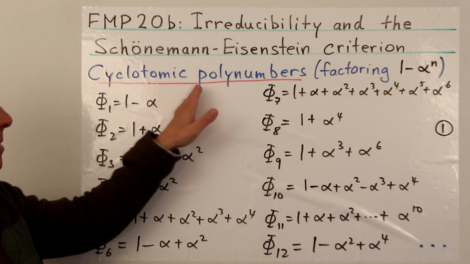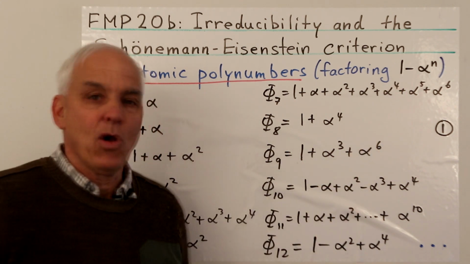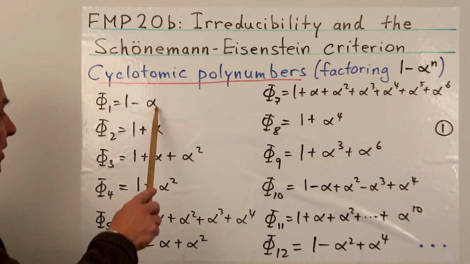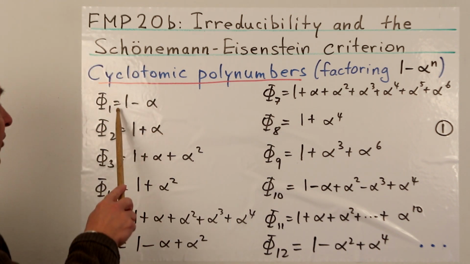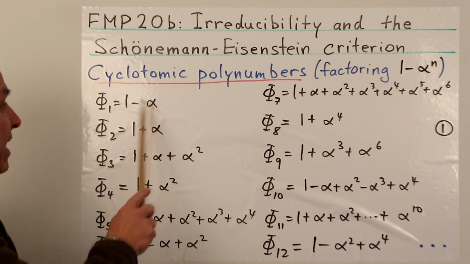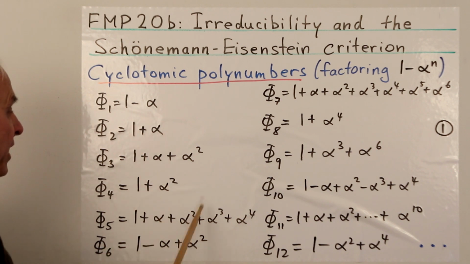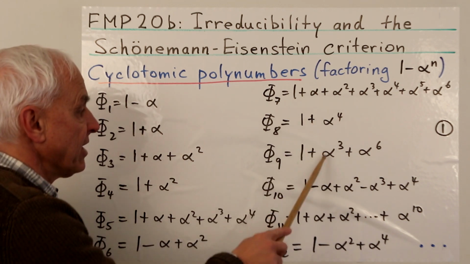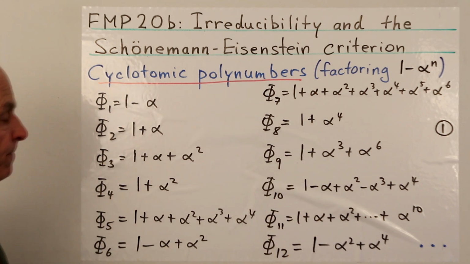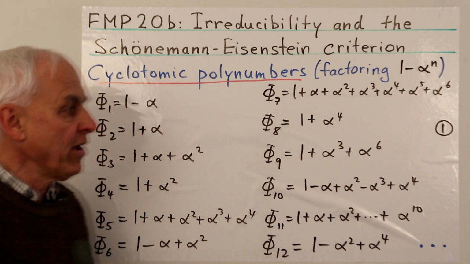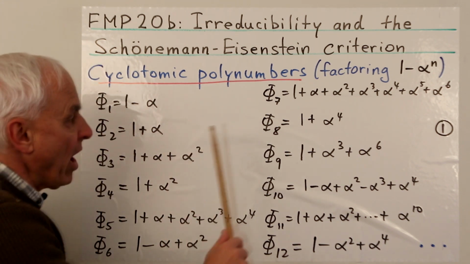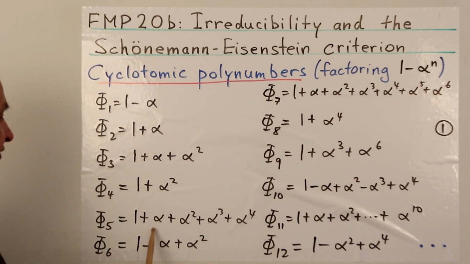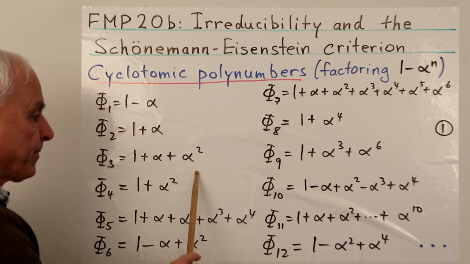Okay, so the cyclotomic polynomials arise when we try to factor 1 minus alpha to the n, where n is a natural number. And here are the first few cyclotomic polynomials. Phi sub 1, which is a little bit different from all the others, is 1 minus alpha. Phi sub 2 is 1 plus alpha. There's phi sub 3, phi sub 4, phi sub 5, 6, 7, 8, 9, 10, 11, and 12. The pattern is not at all obvious, but one thing that we do observe is that when we have a prime like 7, then there's a kind of predictable nature to the cyclotomic polynomial. Same thing for 5, same thing for 3, same thing for 11.